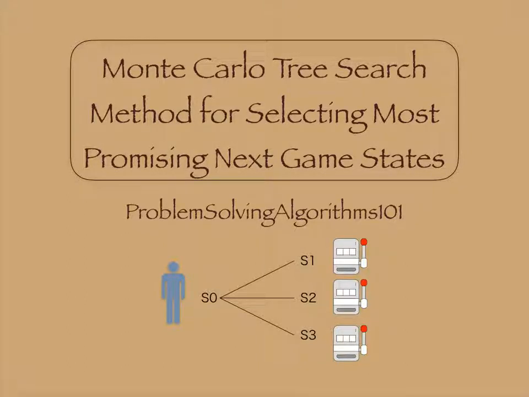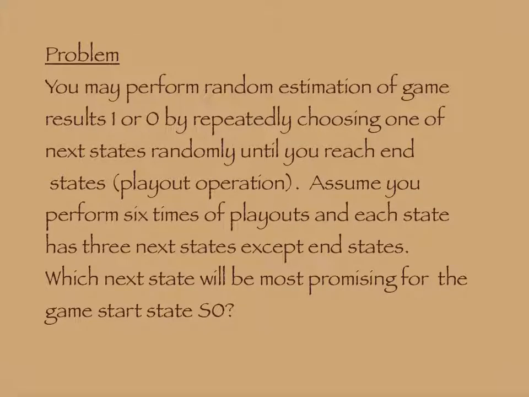Monte Carlo Tree Search method for selecting most promising next game states. Problem. You may perform random estimation of game results, 1 for winning or 0 for losing, by repeatedly choosing one of next states randomly until you reach end states. This operation is called playout.